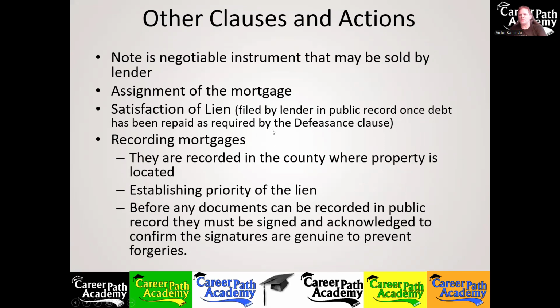Okay, so the note is a negotiable instrument that may be sold by the lender. Assignment of the mortgage: the mortgage gets assigned. Satisfaction of lien is filed in the public records once the debt has been repaid, as required by the defeasance clause. And recording of mortgages: mortgage loans are recorded in the county where the property is located, with all of the property ownership records. The date of recording establishes the priority of the lien. Let me actually write that in there on the slide.